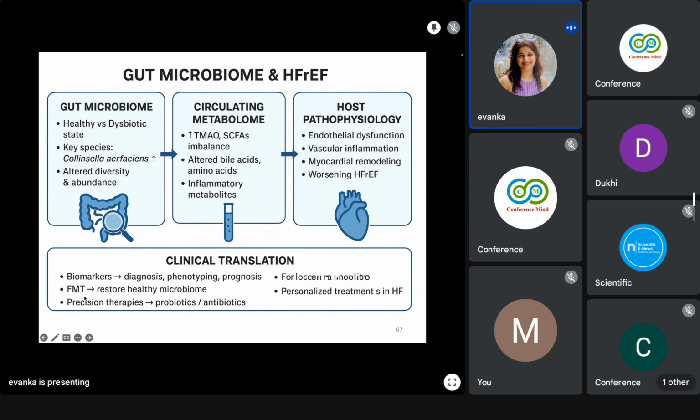We'll also go ahead with FMT, which may help restore a healthy microbiome. And a few precision therapies would be there, which would act either in terms of probiotics or antibiotics.